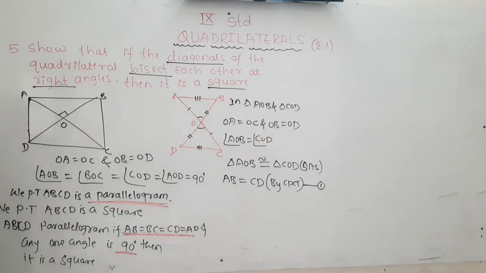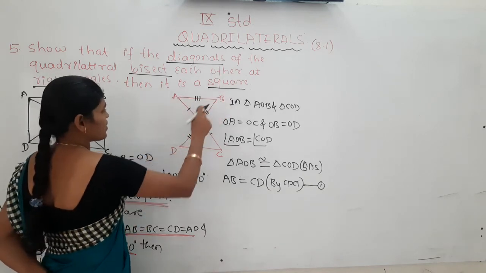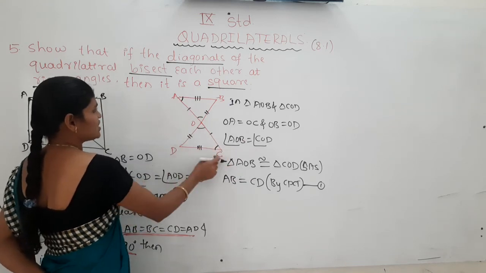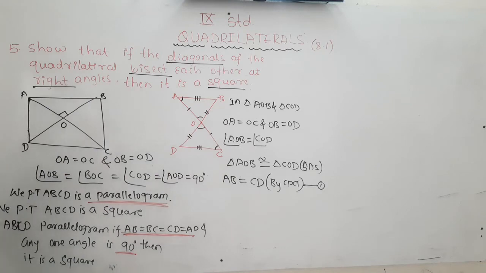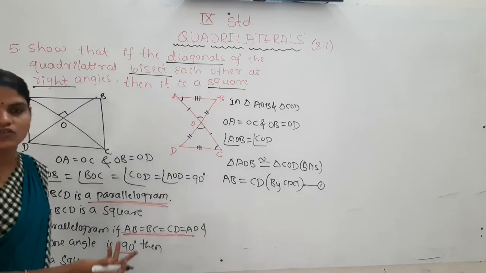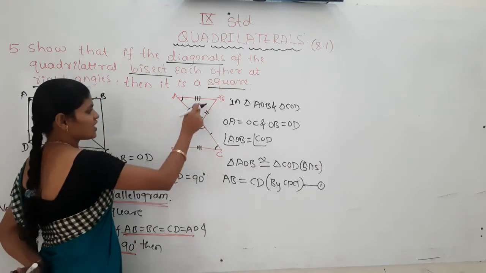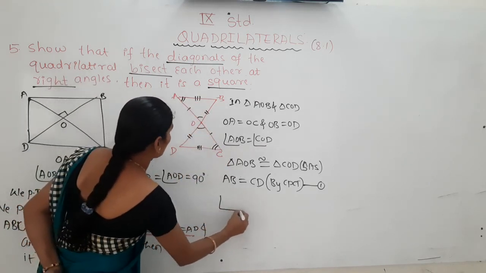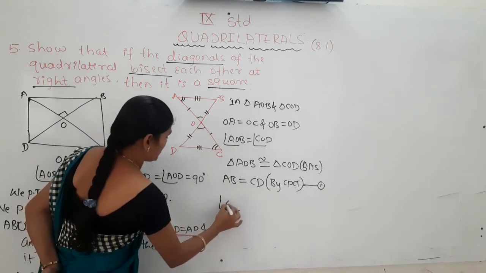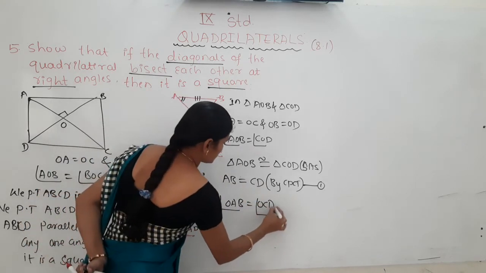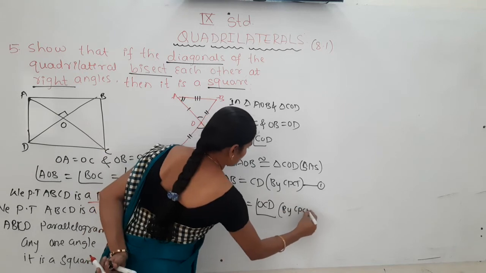Yes, and we can take angle OAB is the same as angle OCD. These two angles are the same. Why? Because this is also by using CPCT. If these two triangles are congruent, then these two angles are equal. Then one more thing, angle OAB equal to angle OCD, same by CPCT.